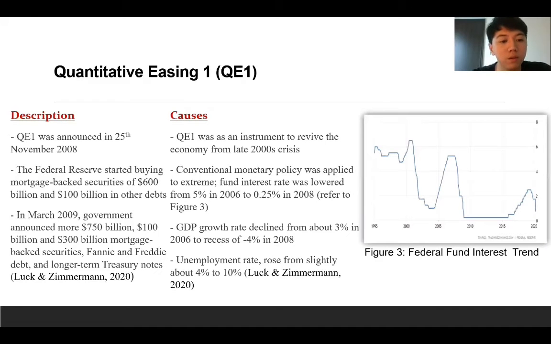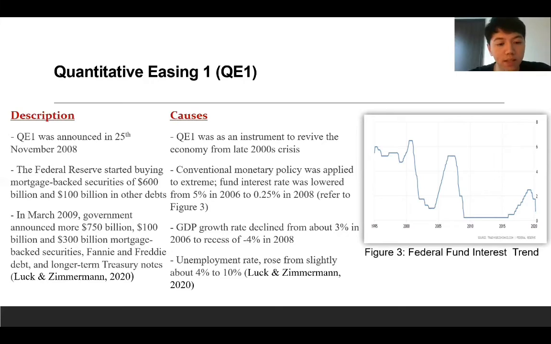And we need to know the use of QE1 was announced on 25th November 2008. The Federal Reserve started buying mortgage-backed securities amounting to $600 billion and $100 billion in other debt. In March 2009, the government announced more purchases: $750 billion, $100 billion, and $300 billion to buy mortgage-backed securities, Fannie and Freddie debt, and longer-term treasury notes.